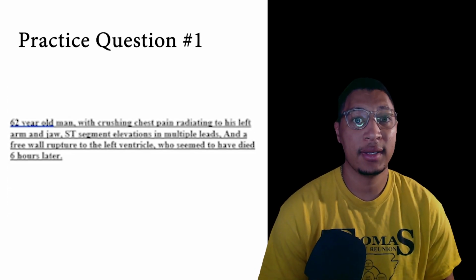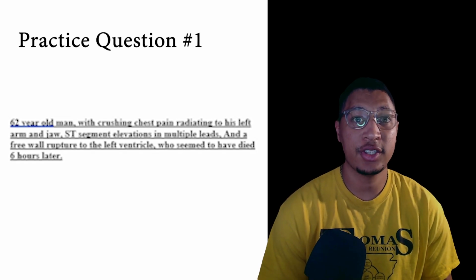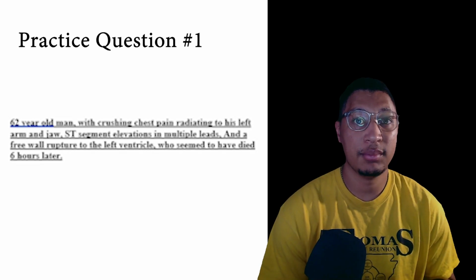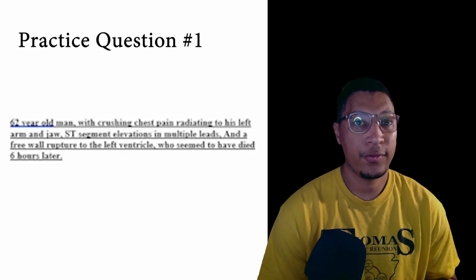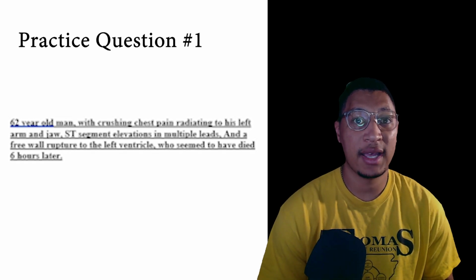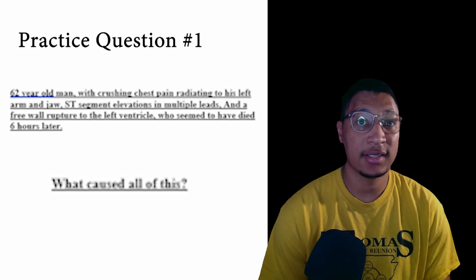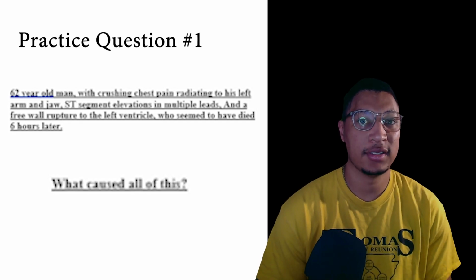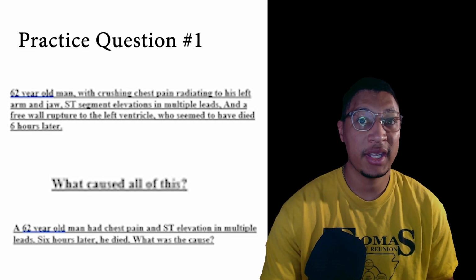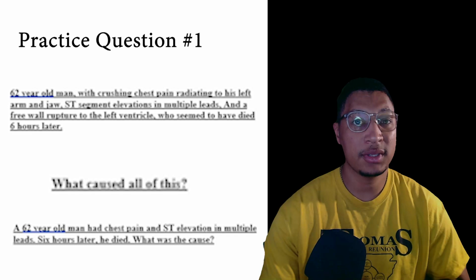We know that we have a 62-year-old man with crushing chest pain radiating to his left arm and jaw, ST segment elevations in multiple leads, and a free wall rupture of the left ventricle, who seemed to have died 6 hours later. With that information, the passage is asking, what caused all of this? You could simplify the question to a 62-year-old man, chest pain, and ST segment elevation in multiple leads.